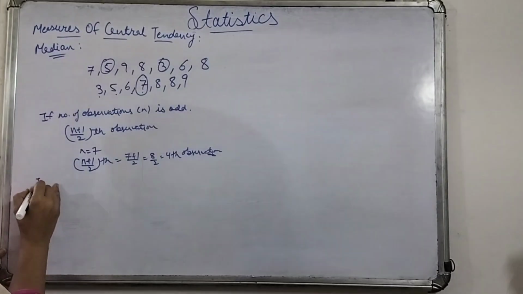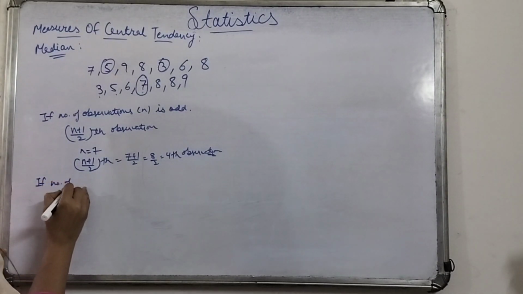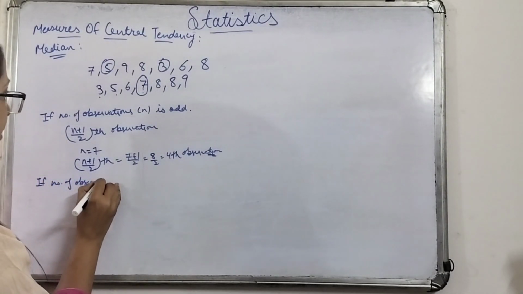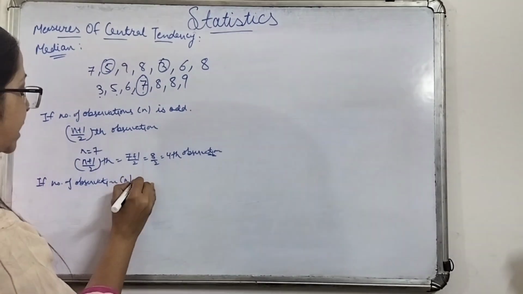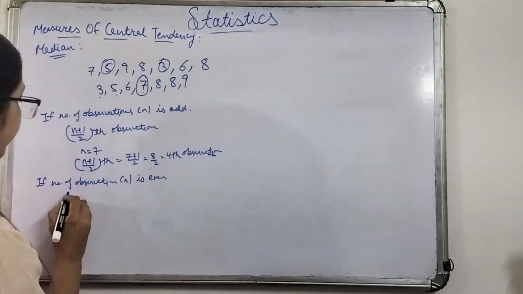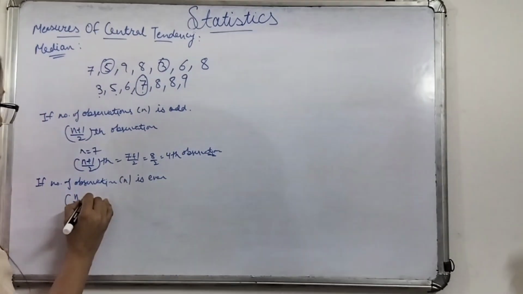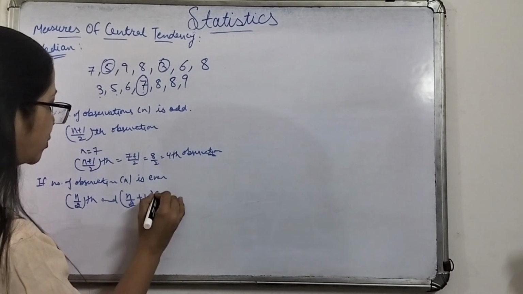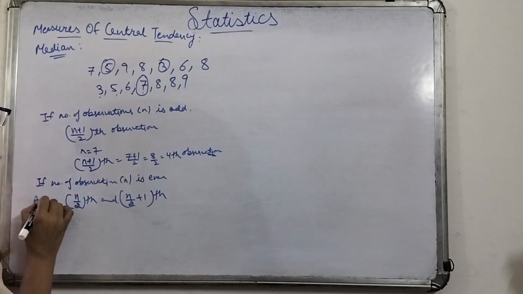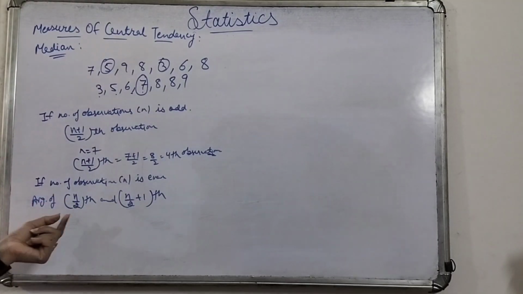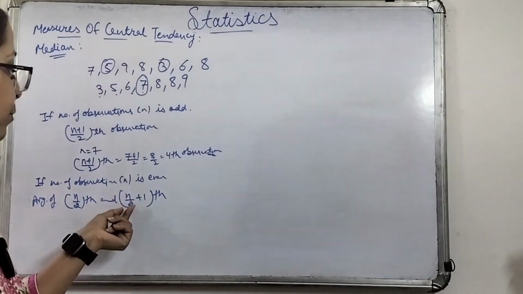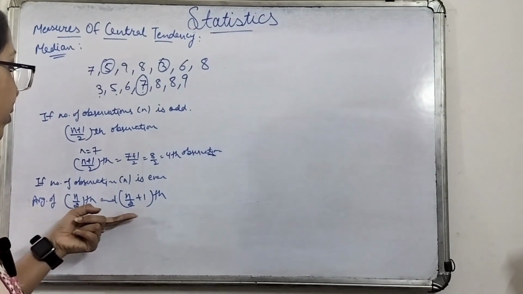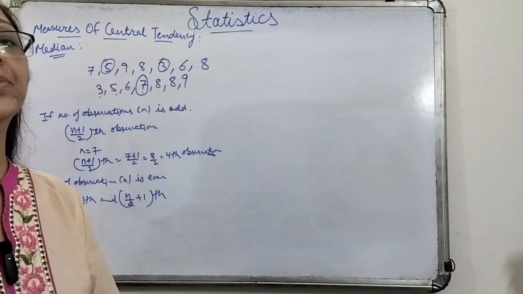Now, if the number of observations, that is n, is even, in that case we will be finding the average of the n upon 2th and the (n upon 2 plus 1)th observation. The average of the n upon 2th observation and the n upon 2 plus 1th observation we will be finding, and that will be the median.